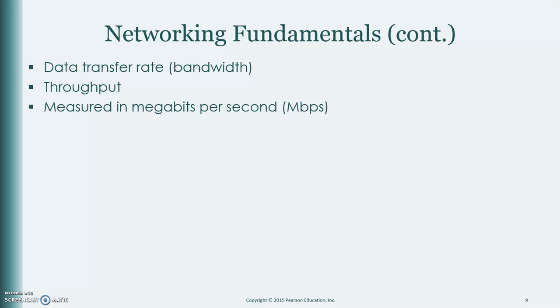Data transfer rate, also called bandwidth, is the maximum speed at which data can be transmitted between two nodes on a network. Throughput is the actual speed of data transfer that's achieved. Throughput is always less than or equal to the data transfer rate.